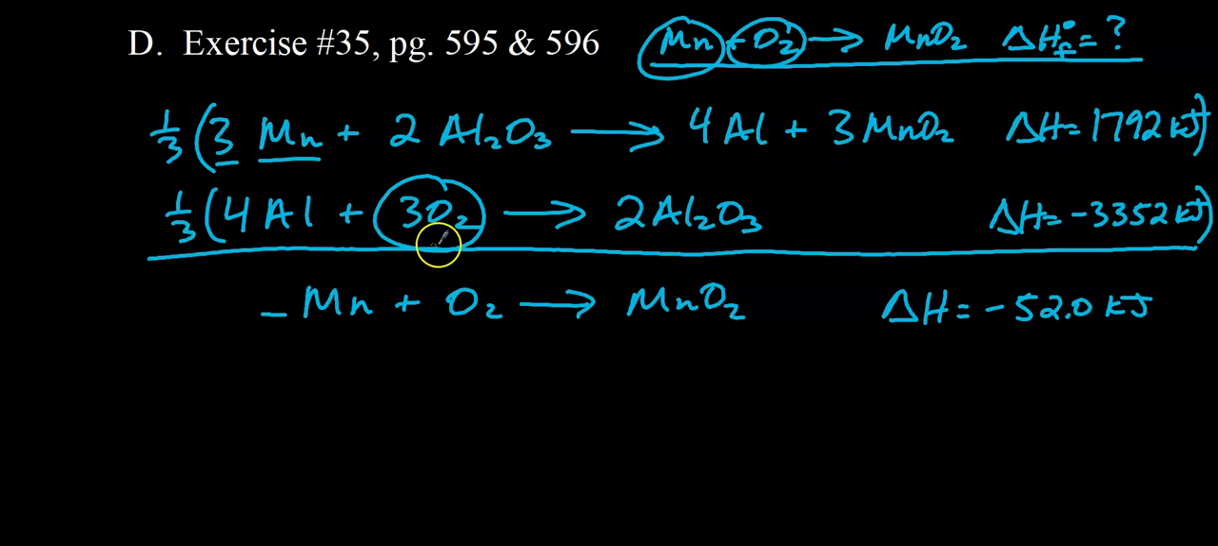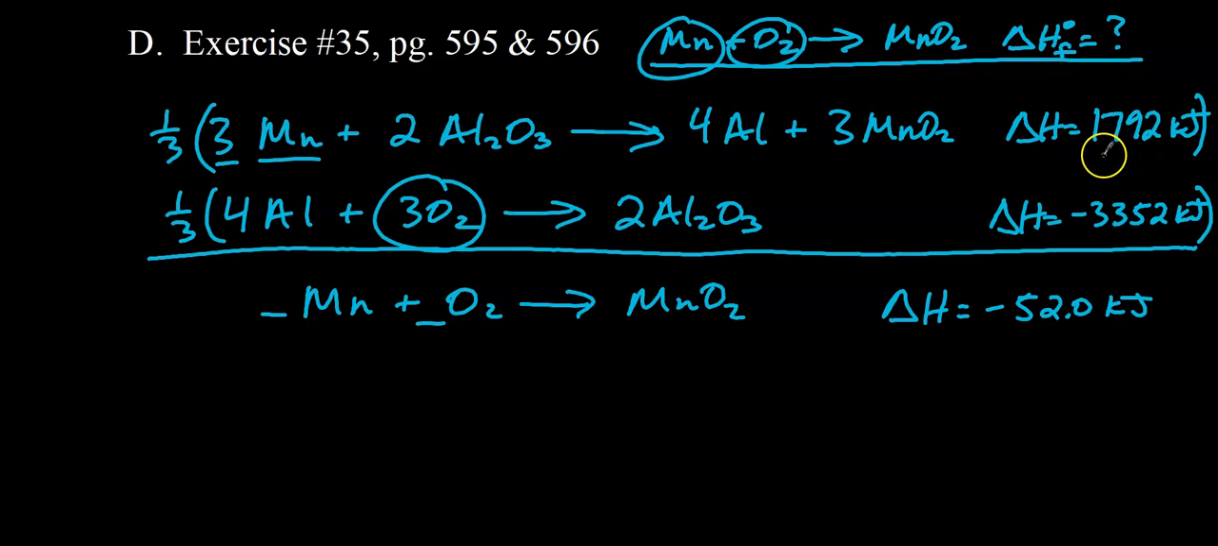Likewise, we have 3 oxygens here. We need 1 oxygen, so we need to multiply that second equation by 1/3, including the delta H value, especially the delta H value. So we get 4/3 here, we get 1 here, and we get 2/3 here. And so what do you notice? 4/3 here, 4/3 here cancels, 2/3 here, 2/3 here cancels, and we're left with 1, 1, and 1.